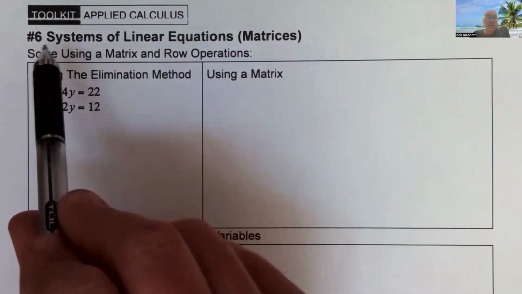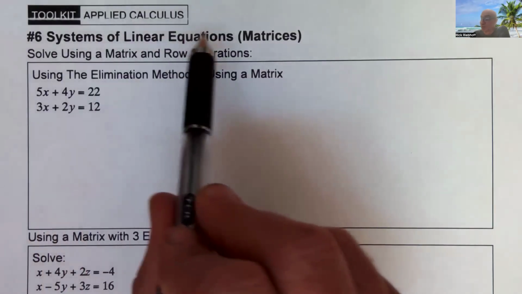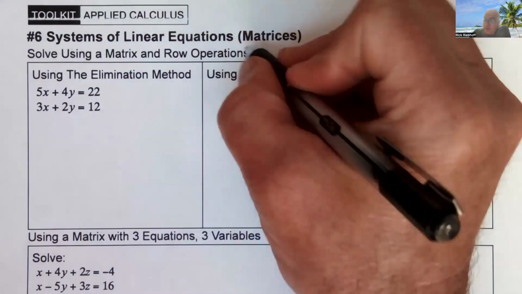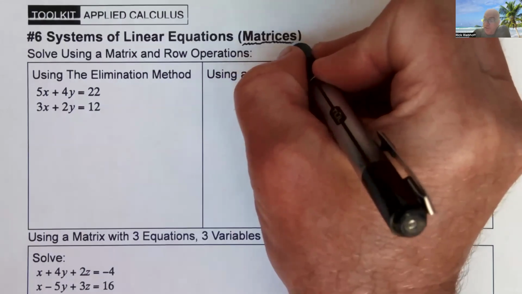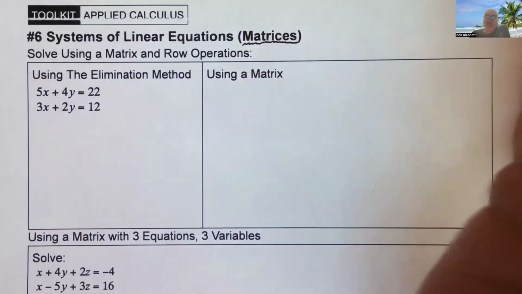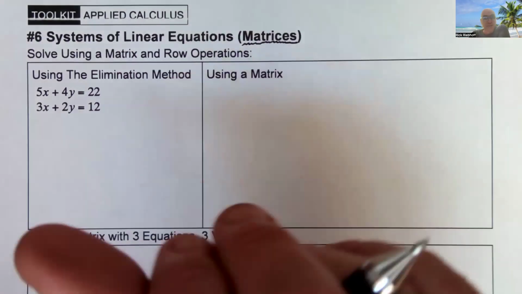We are on number six, systems of linear equations, and we're going to learn how to do it one final way. And this is to use matrices. Now, matrices by hand are kind of a pain. It's kind of a rite of passage. It's one of those things you do.